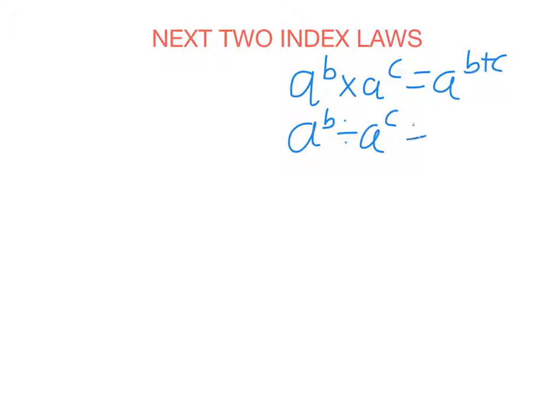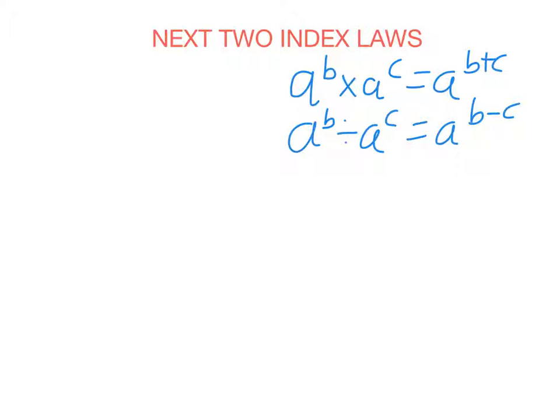Today we'll go through our next two index laws. Previously we learnt two index laws. We learnt that if we multiply bases, we simply add the indices, and we also learned that if we divide bases, we subtract the indices. Now, based on those laws, we can come up with a couple of new laws, and these each involve brackets.